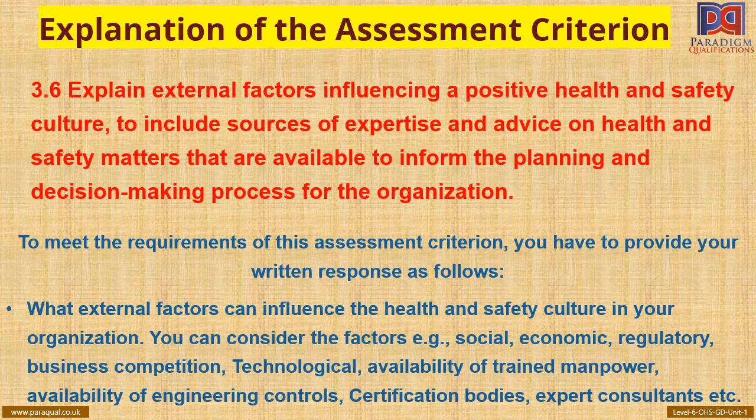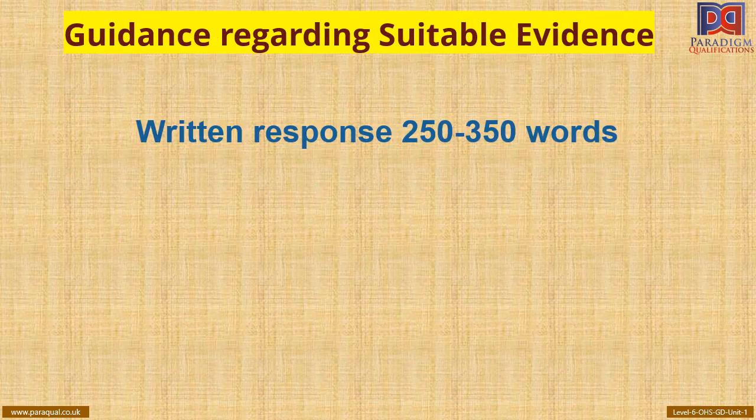3.6 Explain external factors influencing a positive health and safety culture to include sources of expertise and advice on health and safety matters that are available to inform the planning and decision-making process of the organization. You have to provide the written response as follows. What external factors can influence the health and safety culture in your organization? You can consider the factors, for example, social, economic, regulatory, business competition, technological, availability of trained manpower, availability of engineering controls, certification bodies, expert consultants, etc.